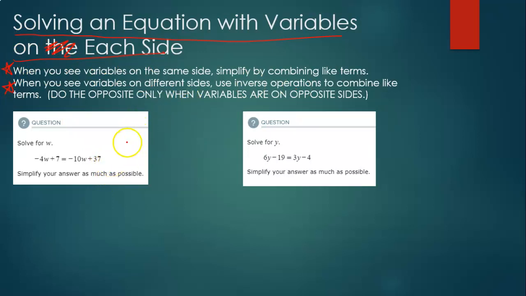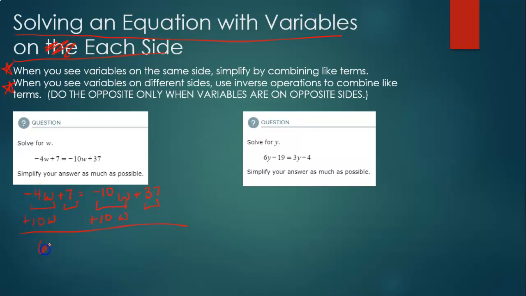that now. So what I've got here is negative 4w plus 7 equals negative 10w plus 37. Essentially what I've got is both sides have some stuff with w's and some stuff that are constants, and I want to move those things to the same side. I'm going to move the w's to the left, so I'm going to add 10w to each side.